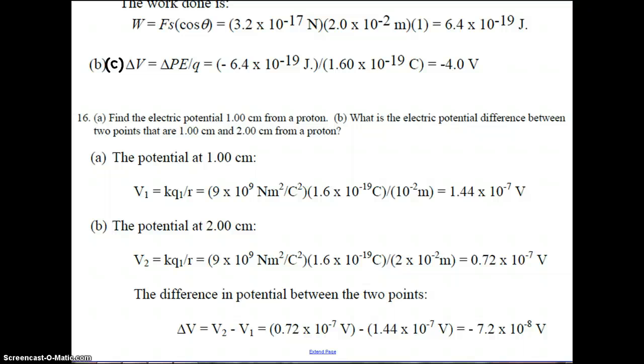All right, more work with electric potential energy and electric potential as we work on problems 17 and 18 in class tomorrow.